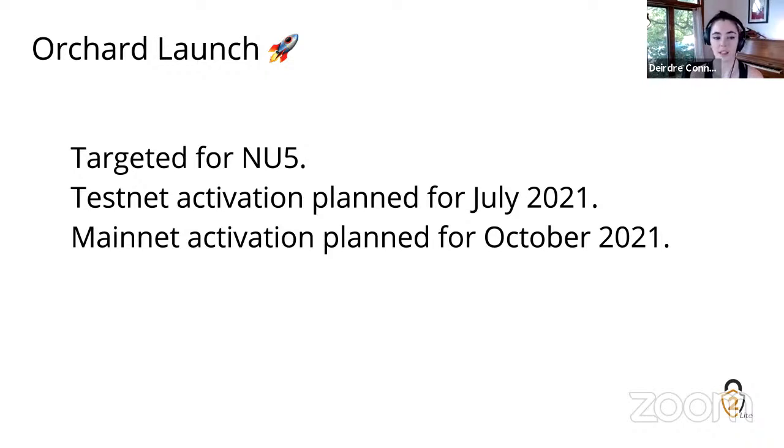That's everything. Yes, everything is scheduled currently to activate on testnet in July of this year. And then the plan is to have mainnet activate in October of this year. We have audits ongoing of the spec and all of the ZIPs that are going into NU5, and implementation audits that I think are just about to start as we head for testnet for Zcash.